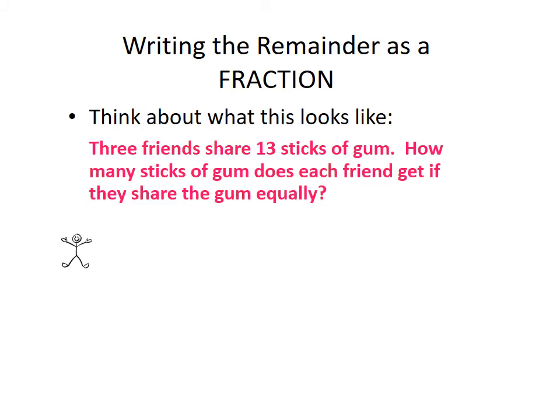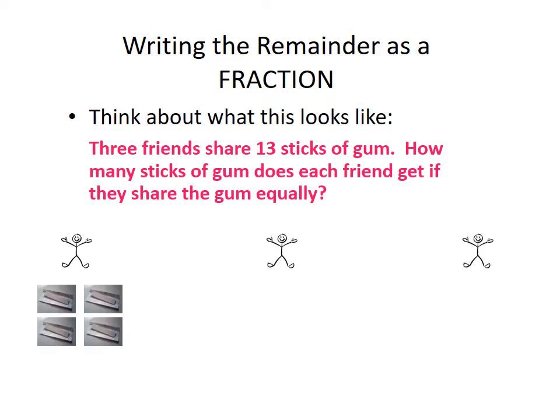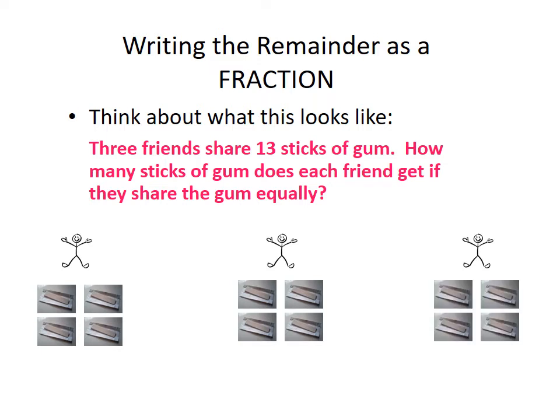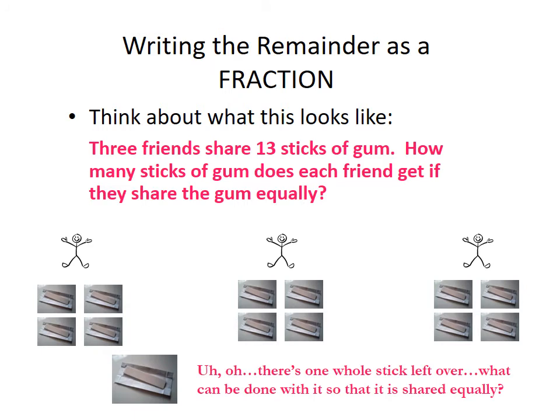All right, so you have friend 1, friend 2, friend 3. Friend 1 is getting 4 sticks of gum. Friend 2 gets 4 sticks of gum. Friend 3 gets 4 sticks of gum. So 4 times 3 gives us 12. But there's 13 sticks of gum. So what happens with that last stick of gum?